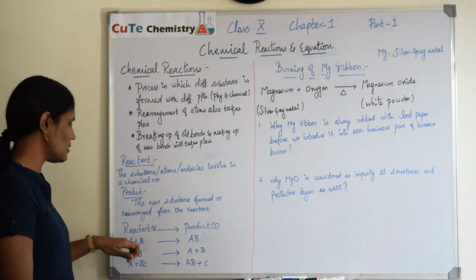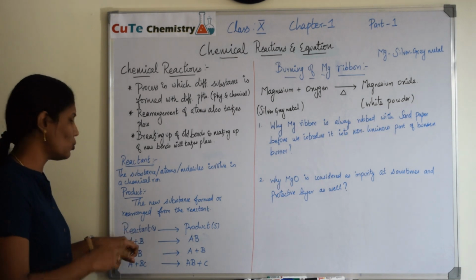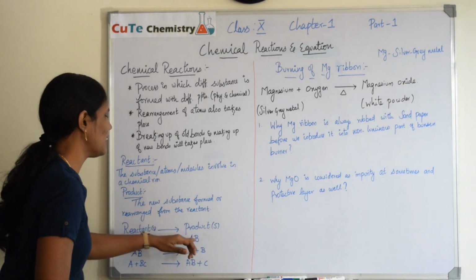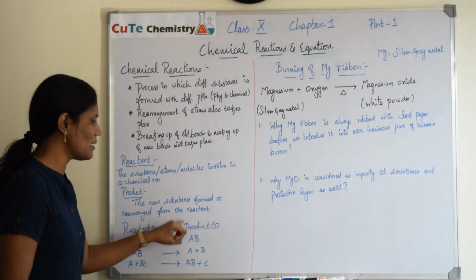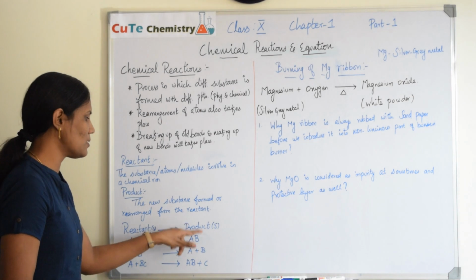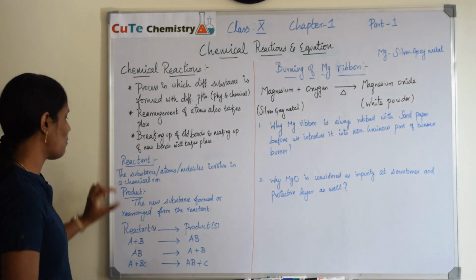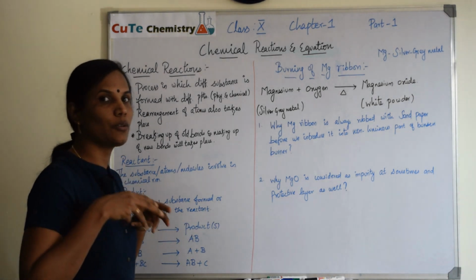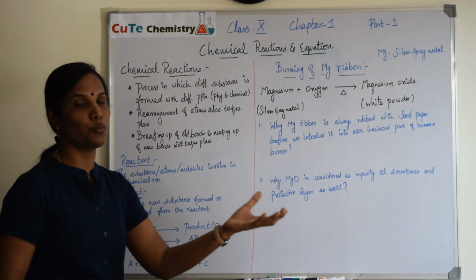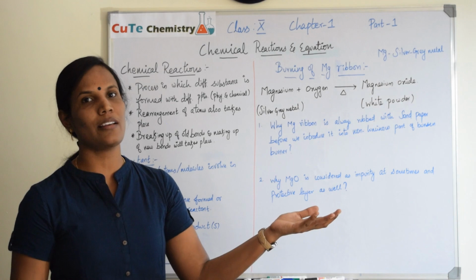They may be two different atoms or two different molecules. I add A and B together and get AB. This AB, the output, is called the product. So the reactant is the one that is involved in the chemical reaction, and the one we get as an output at the end of the reaction is called the product.